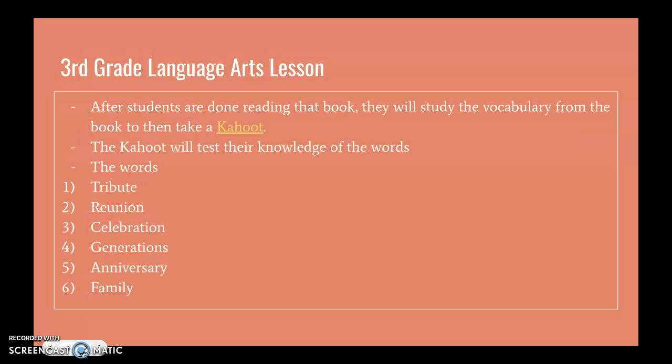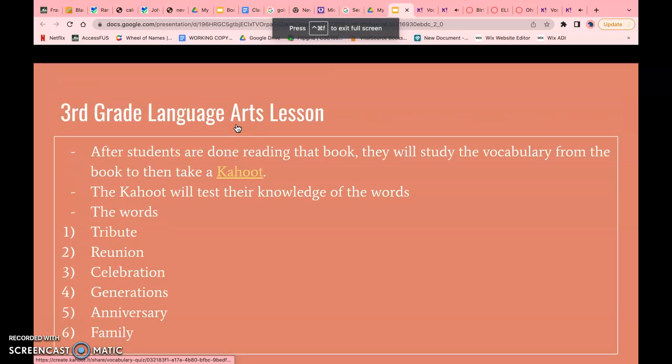So in this lesson, after reading the book, students will then learn the vocabulary of the book, the 6 words: tribute, reunion, celebration, generations, ancestors, and family. After they are done learning the meaning of the words, they will then play this Kahoot to test their skills of memorizing the words and the meaning of the words.